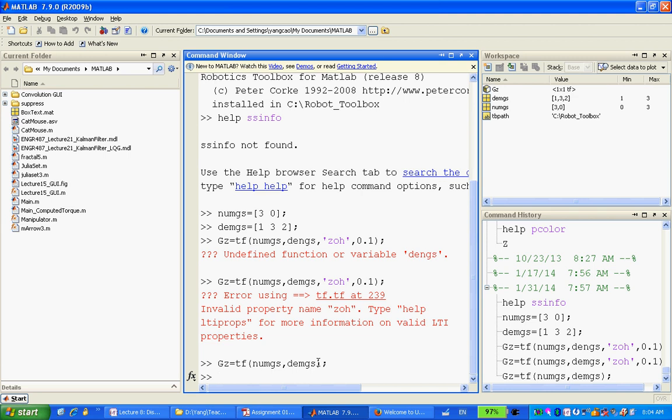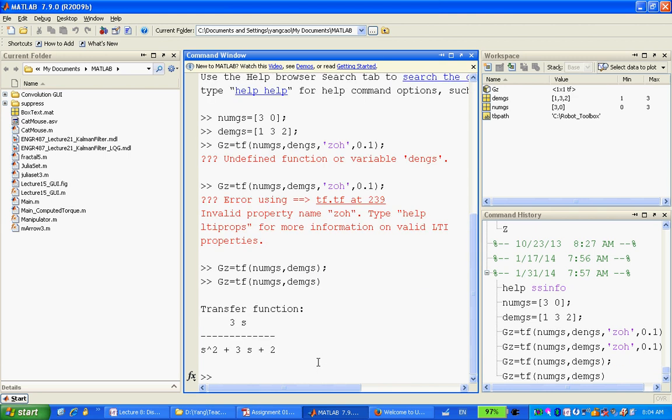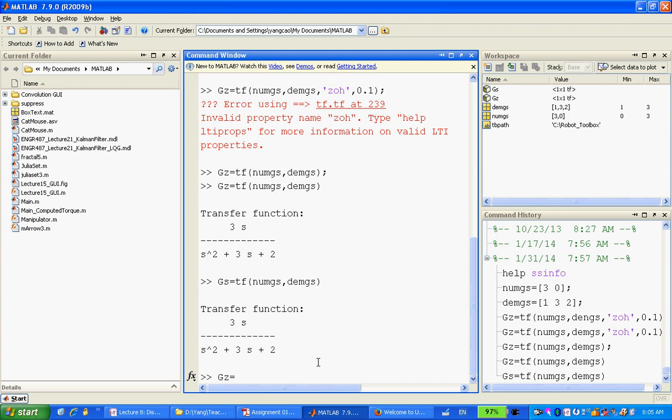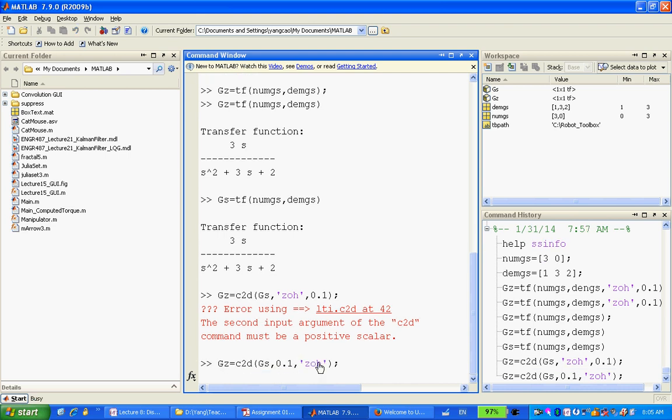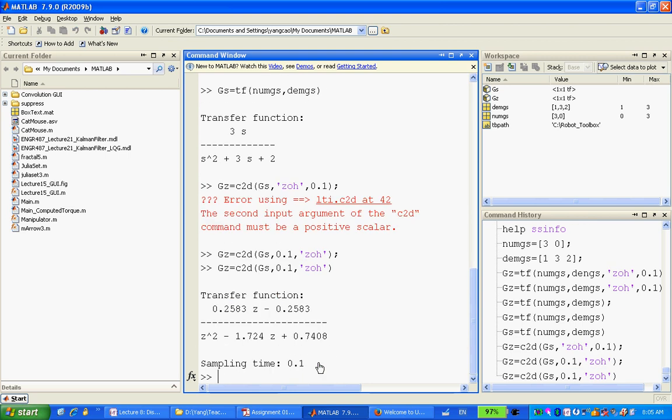So TF first, right? You create the transfer function first. And then I shouldn't call it GZ anymore. Then GZ equals C2D of G, and here you use zero order hold, then plug in a certain sampling time. You have to put the plant in front first. Right, so that's basically what you get for the Z transform, the GZ there.